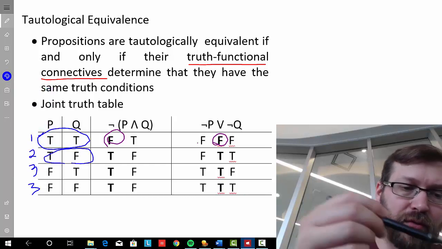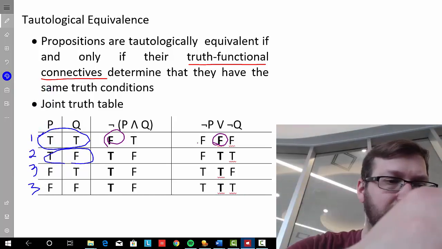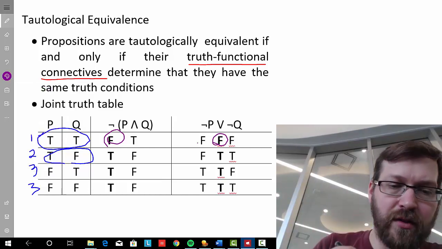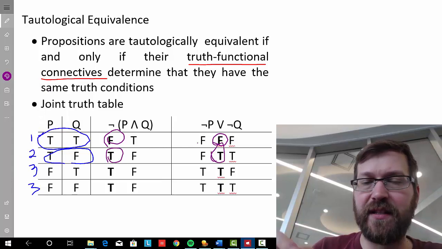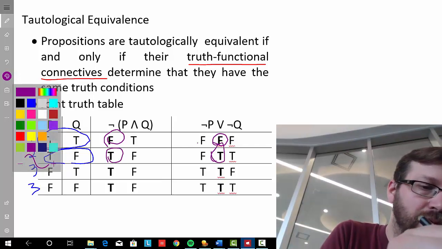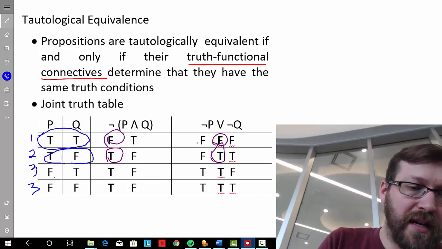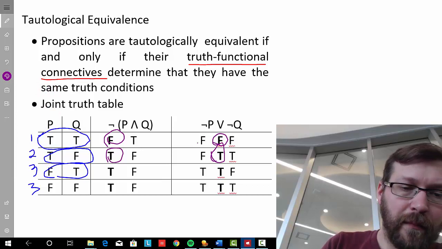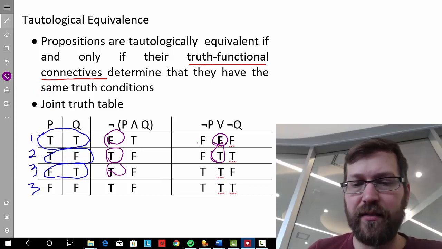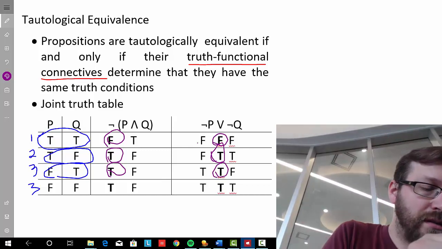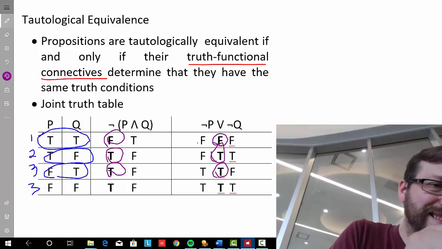And when P is true and Q is false, it turns out that both of the sentences we're taking a look at have to be true. And when P is false but Q is true, it turns out that the truth value of the sentences we are looking at is true.